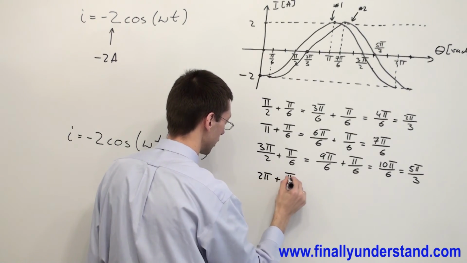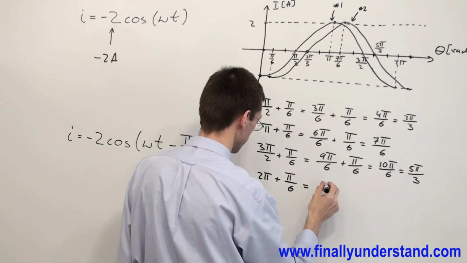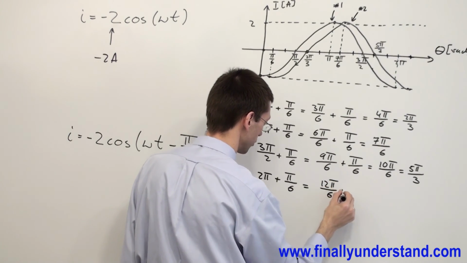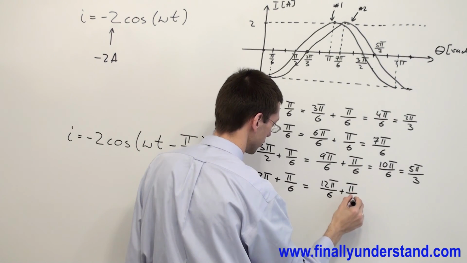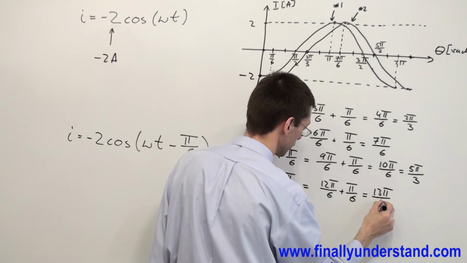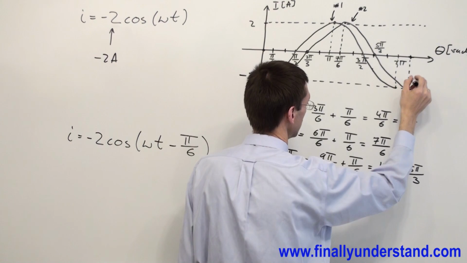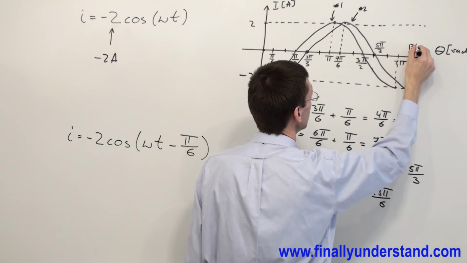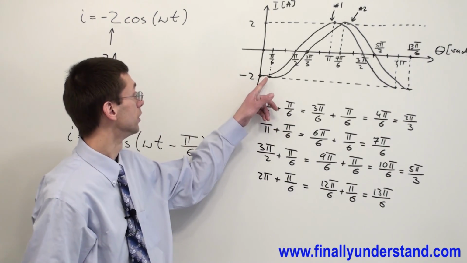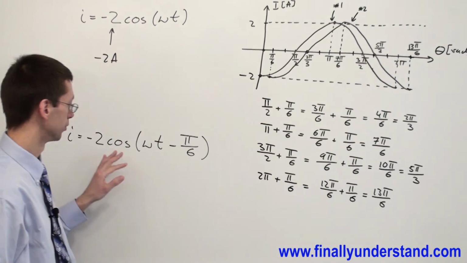2 pi plus pi over 6 is nothing else, just 12 pi over 6 plus pi over 6, which is equal to 13 pi over 6. So this point is 13 pi over 6. So this wave is the solution to my second problem.